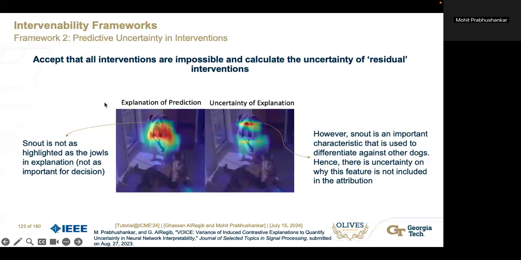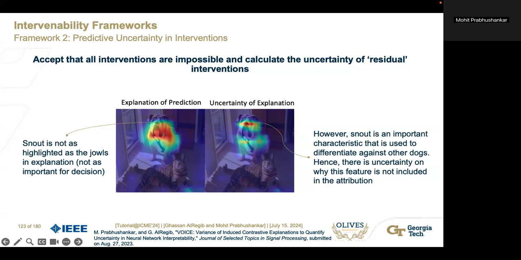Another framework that we can use is predictive uncertainty. Again, this is a little bit new as well, and there are problems with this, which we'll discuss in a bit. But essentially, you accept that all interventions are not possible, and you say that every particular explanation has some amount of uncertainty with respect to it.